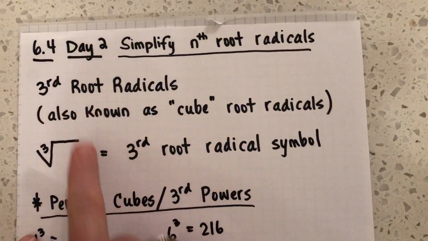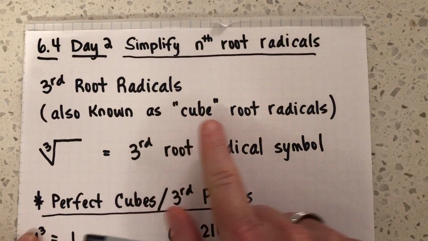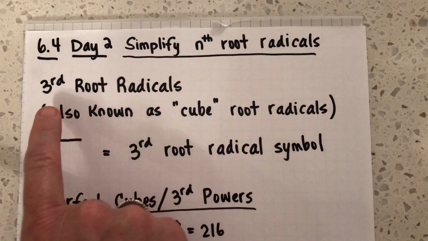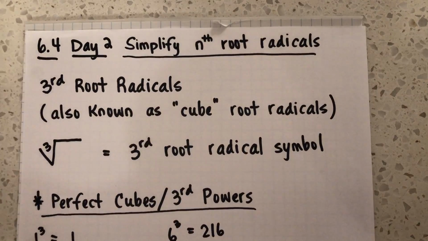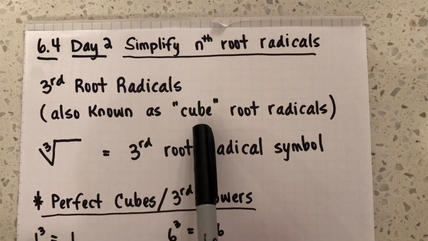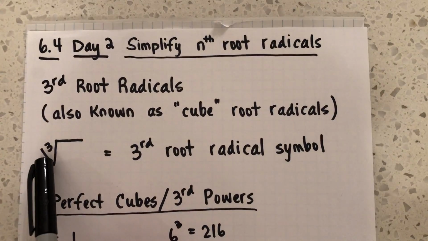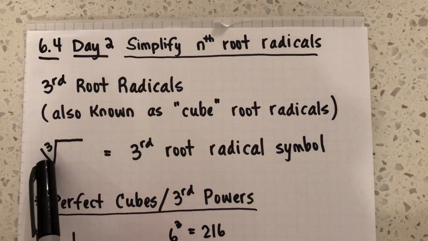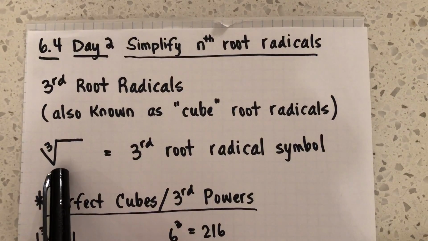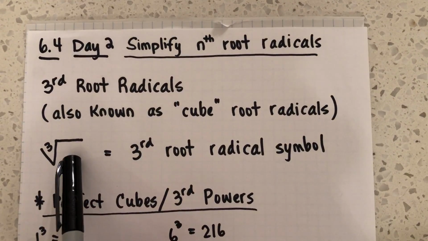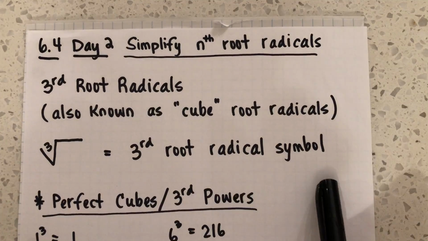Third root radicals are also known as cube root radicals because when you times something by itself 3 times, that's known as cubing it, or a cubic. So the third root is also called the cube root. This is what the symbol looks like. When you see a little 3 tucked in this corner, that means you're taking the third root of whatever is underneath it. So this is the third root radical symbol.